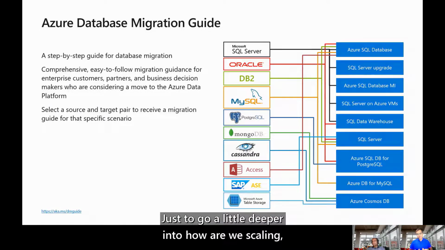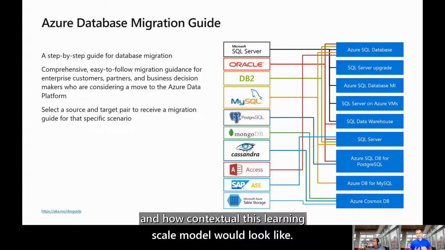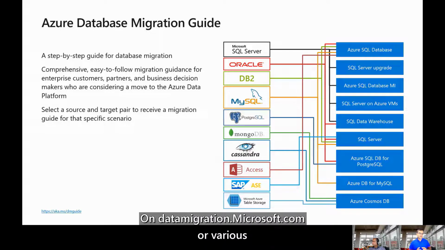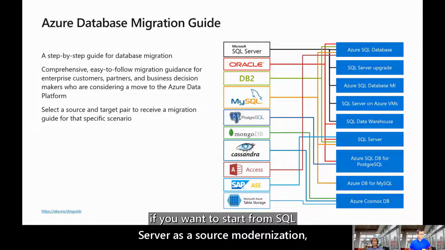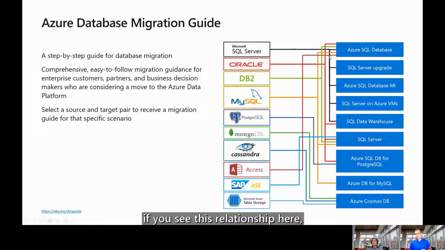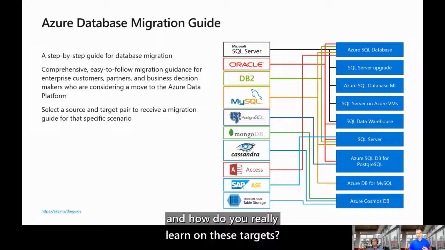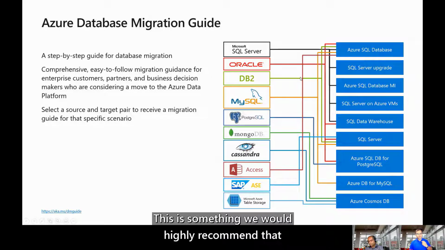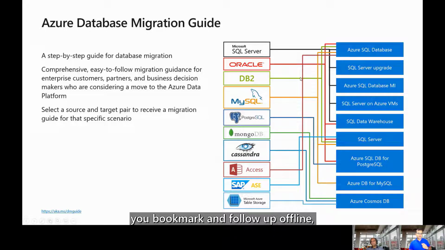Let's go a little deeper into how we are scaling and how contextual this learning scale model would look. This slide should give you a quick glimpse of it. On datamigration.microsoft.com and various docs that we are enriching as we speak, you will get an end-to-end view. For example, if you want to start from SQL Server as a source for modernization, you have multiple options, multiple targets to land. But when do you choose what, and how do you really land on these targets? This will be prescribed, and the prescribed guidelines for each of these sources and targets are directly enriched by engineering. So this is something we would highly recommend that you bookmark and follow up offline.